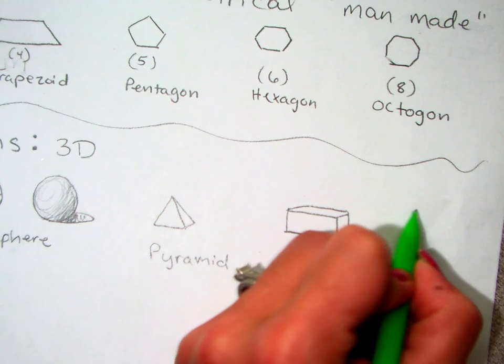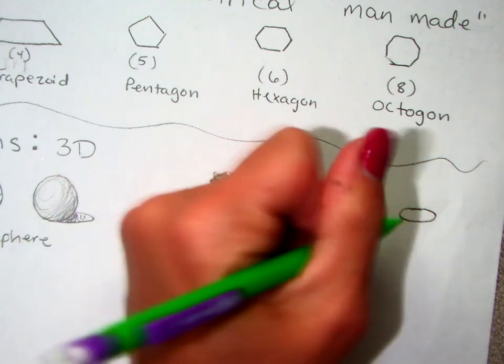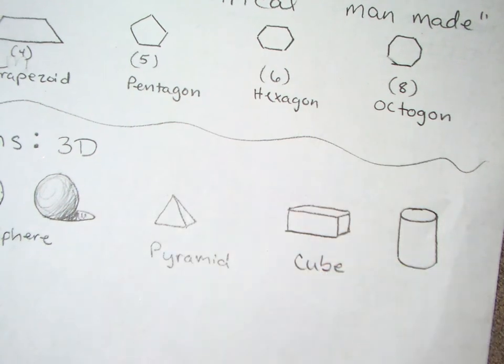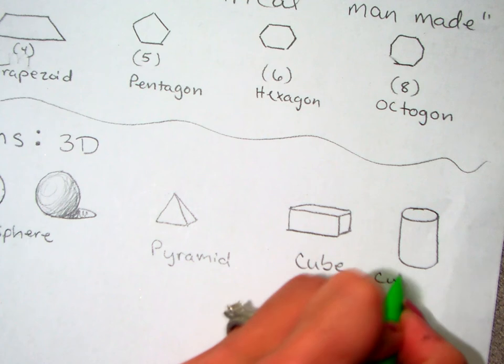And then cylinder, we would start with an oval at the top. We're going to do 2 straight lines down, and then we're going to do a curve at the bottom to show that it's round. Okay?